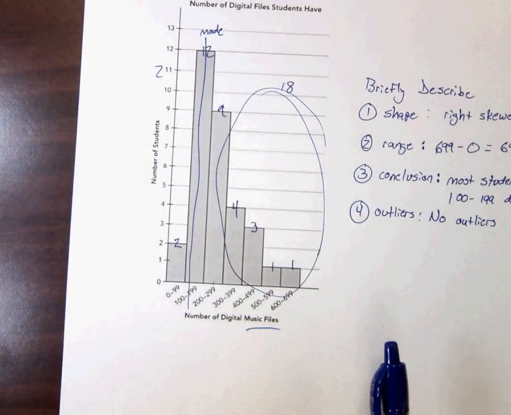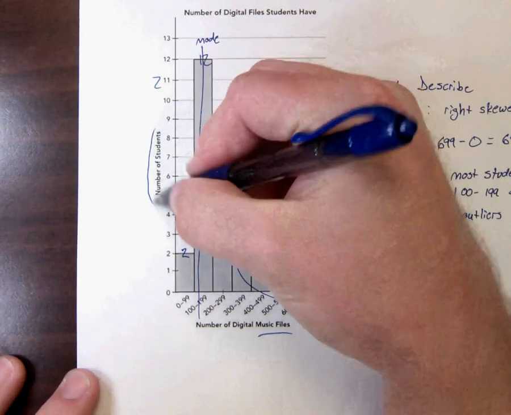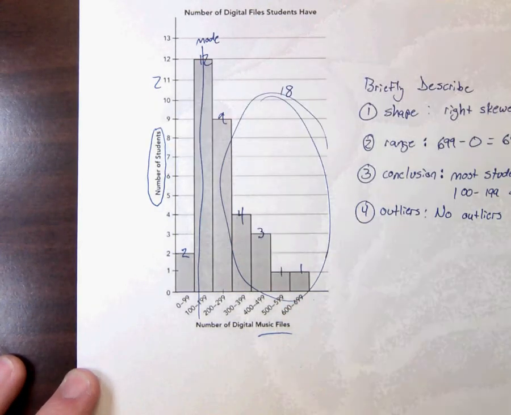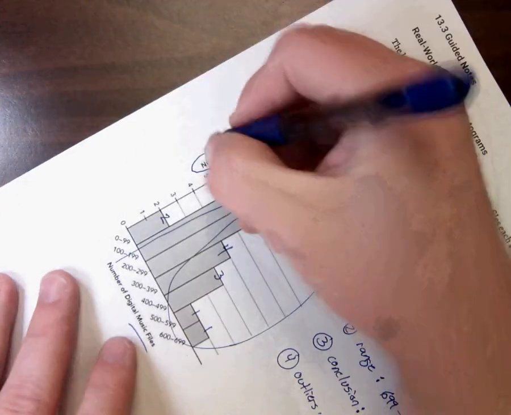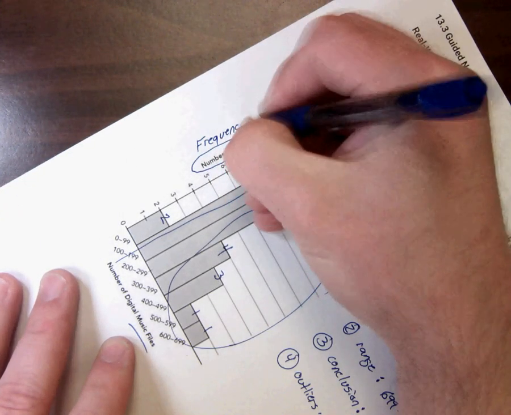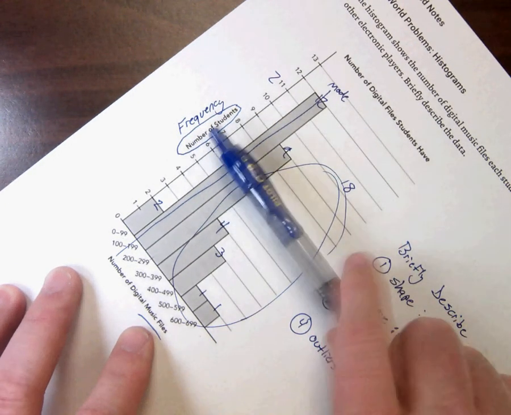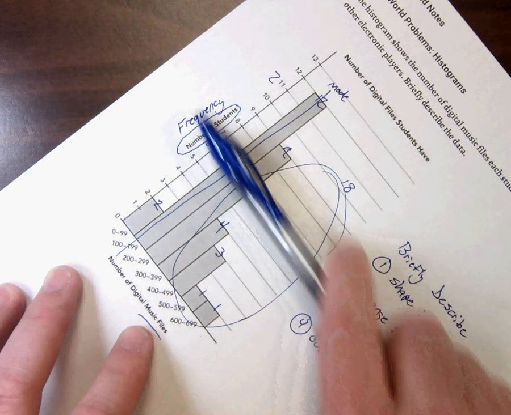Also, before we go, one thing. Notice this title is not frequency. It doesn't always have to be frequency, but it could be. So keep that in mind. Again, frequency just means how many times does it occur, but in this case we're talking about how many students it occurs with. So this title can change.